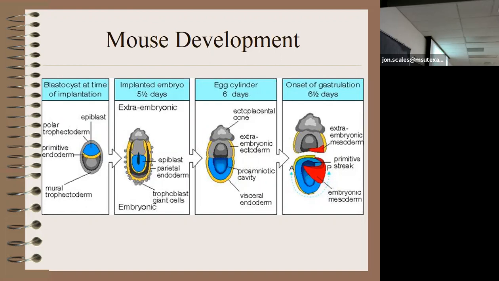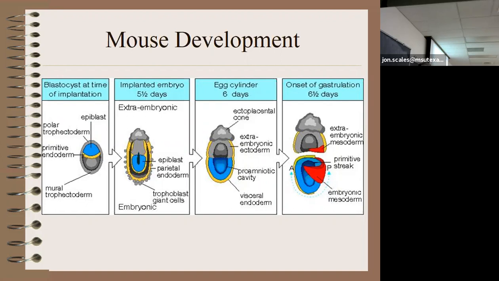And as those two layers are triggered by signals coming from the endometrium, they begin to differentiate, and along one side, a group of cells starts the migration process. It looks just like Hensen's node, except it's not called Hensen's node, it's called the node. And they start to ingress. They move in between the blue layer and the yellow layer, and they displace the yellow layer, and they become the endoderm, and then they become the mesoderm.